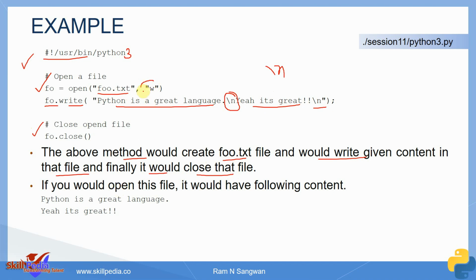Because we are creating the file in write mode. W mode means create the file for writing. If you open this file, it would have the following content: Python is a great language. Yeah, it's great. These two sentences.